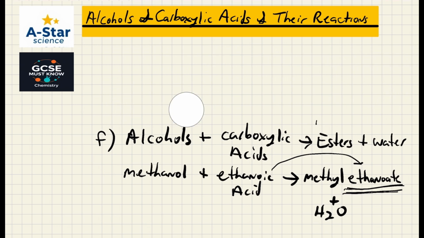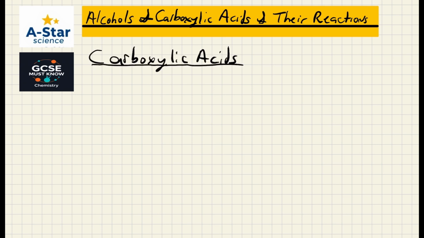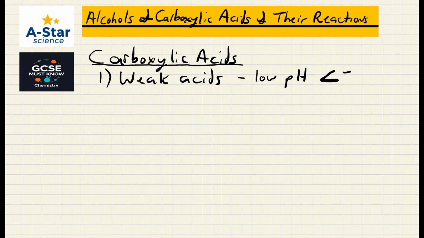Let's take a look now at carboxylic acids, which we've mentioned at the beginning of the video. So now let's look at the reactions of carboxylic acids. The first thing we want to remember is that they are weak acids, and so they have all the properties that acids tend to have. That means that they're going to have, for example, a low pH, or below 7, we should say. So that's below 7 on the pH scale.